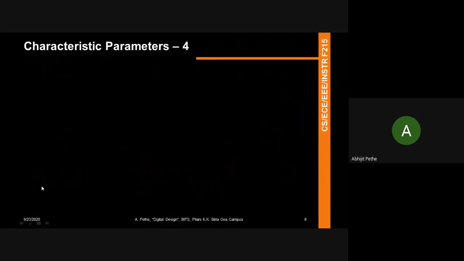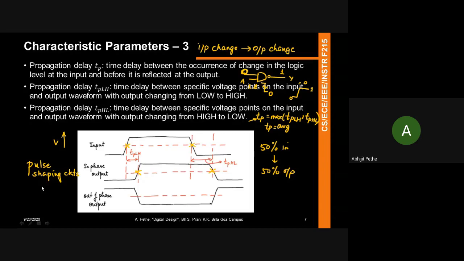Now let's look at the out of phase output. We do this: suppose I take this point and I take this point, and these two will essentially become TP-HL for this output. And similarly, this would become TP-LH for this output. Manav, I will take an example in next week's tute and we'll discuss that.